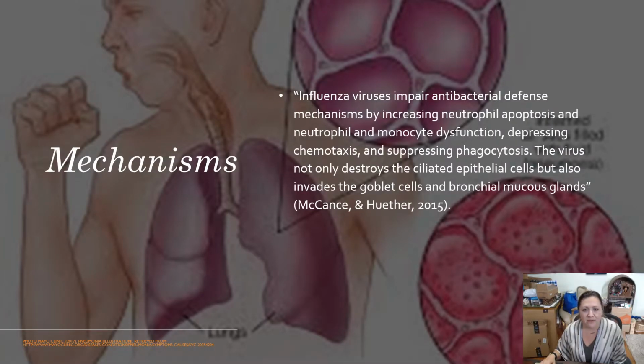Influenza viruses impair antibacterial defense mechanisms by increasing neutrophil apoptosis and neutrophil and monocyte dysfunction, depressing chemotaxis and suppressing phagocytosis. The virus not only destroys the ciliated epithelial cells, but also invades the goblet cells and bronchomucous glands. As the bacteria multiply and the inflammatory process progresses, pus accumulates, resulting in a process of consolidation in which the alveoli become filled with pus, further inhibiting the respiratory process. The body's defense mechanisms, in addition to the inflammation process, include natural coughing to expel that pus.